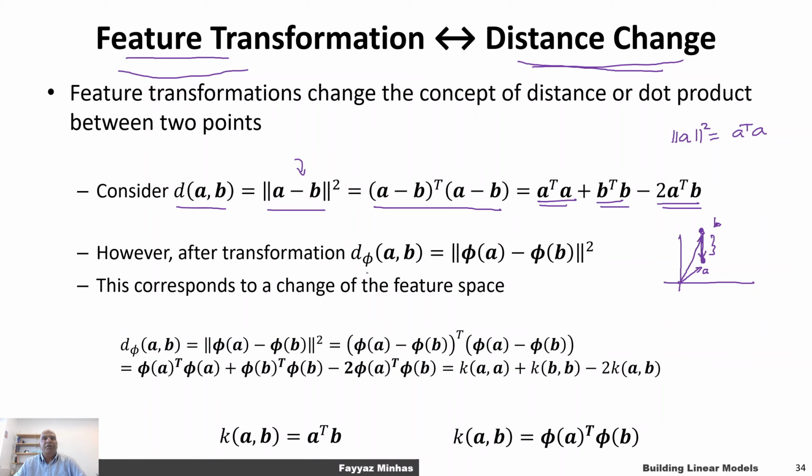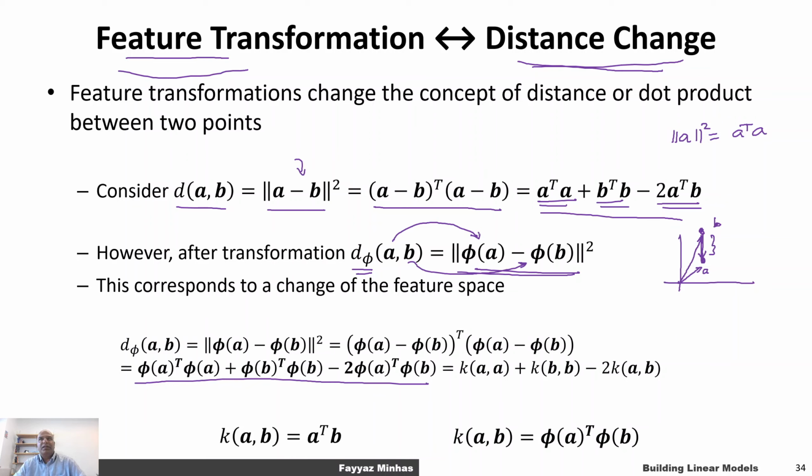Okay. After the transformation, this concept of distance between them gets changed. So point A is mapped to phi of A and point B is mapped to phi of B. And if we calculate the distance now, we can use the same formula, and that gives us this definition of distance, which is different from this definition, unless phi is an identity transformation.